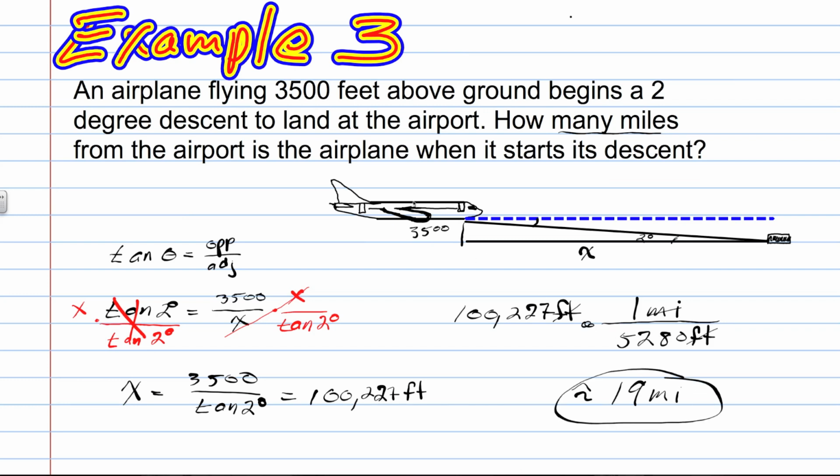So for this airplane to land safely at the airport, it needs to start its descent at about 19 miles away from the airport.